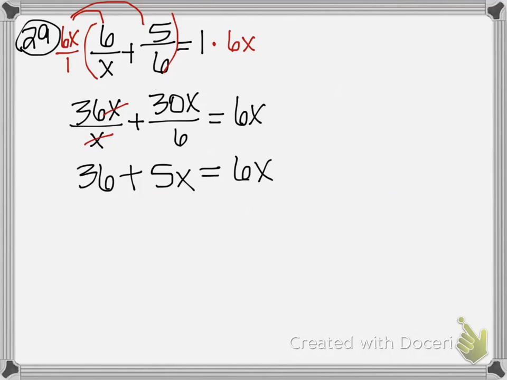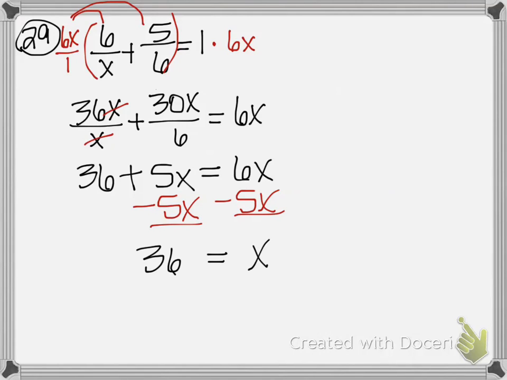Now I'm just going to solve, so I need to get my x's on one side. And that's going to leave me with a single x on the right and 36 on the left. So 36 is my final answer.